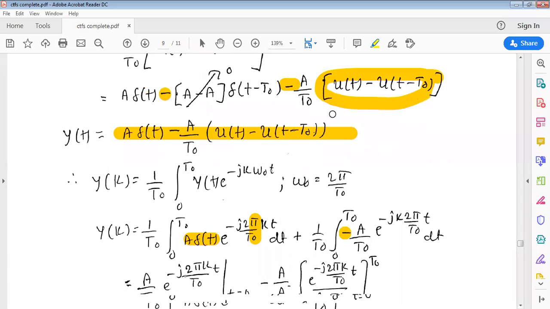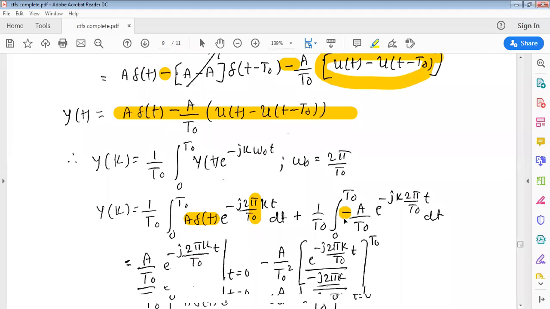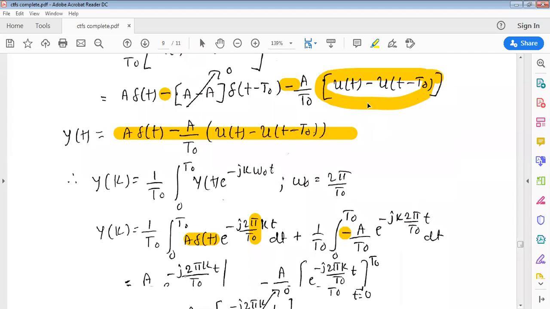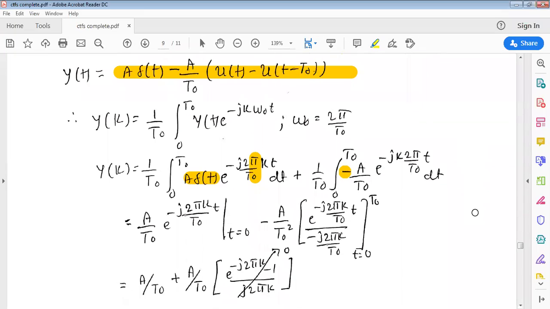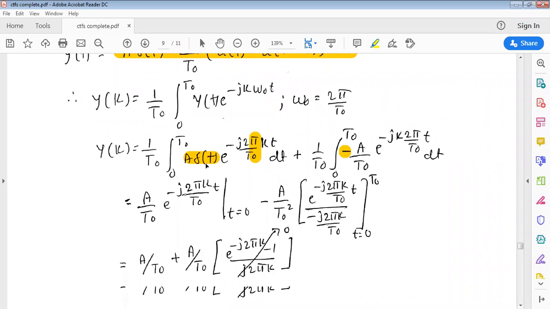Okay. So minus a by t naught. This value becomes 1. That's what is substituted within the limits, and I have e power minus jk 2 pi by t naught. Once I do this, let us take delta of t will exist only at t equal to 0. Therefore, this integration will get cancelled, because delta of t does not exist at any other values other than 0. So what happens? This value will be completely a by t naught.